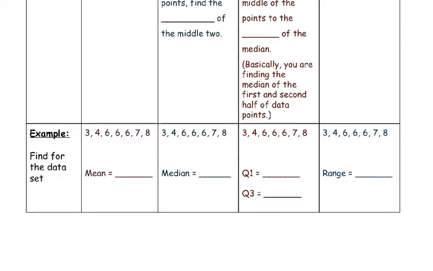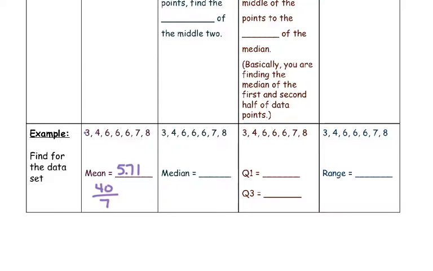So let's go down and look at the example. I've got 3, 4, 6, 6, 6, 7, 8. So go ahead and add those numbers up. When I do, that gives me 40. And I've got 1, 2, 3, 4, 5, 6, 7. So I'm going to do 40 divided by 7. And that's going to give me a decimal, so it's 5.71.